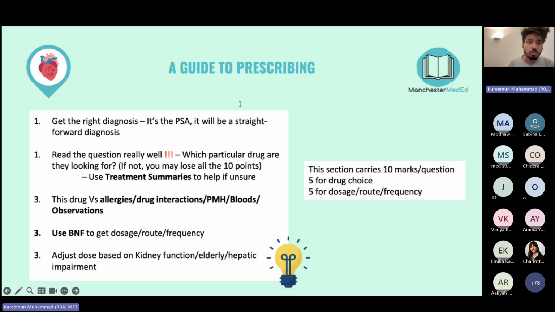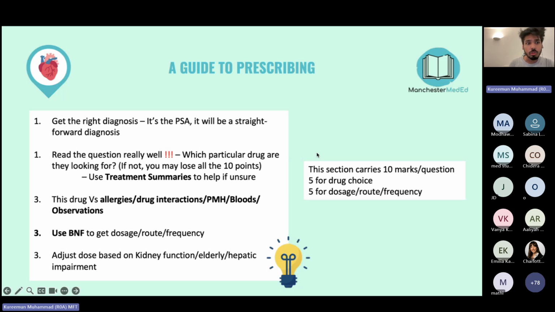So once you know which drug you're using, you use the BNF to correctly prescribe that drug. When you're prescribing it, you need to make sure that you get the right dose. If someone has a renal impairment, a hepatic impairment, or they are elderly, the BNF will give you a reduced dose for those patients. So you will need to adjust it based on those doses.